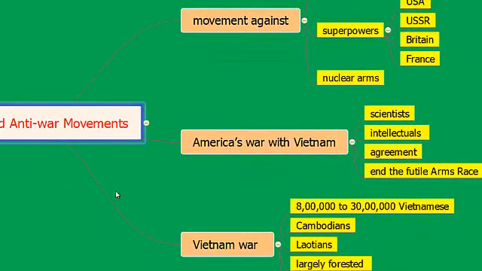In the Vietnam conflict, if you observe, America went to war with Vietnam. Vietnam is a small country, but America is a large, powerful country. It has the largest weapons in the world, even though it went to war with the small country of Vietnam. Due to this war, nearly 8 lakhs to 30 lakhs of Vietnamese, military and civilians, approximately 8 to 30 lakhs of people died. Apart from this, a large number of people in the neighboring countries of Vietnam, Cambodia and Laos, also died due to this war.